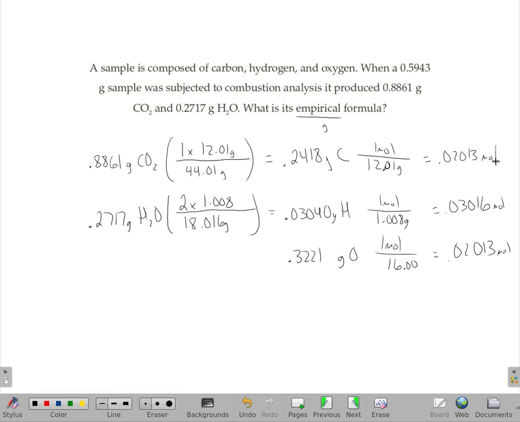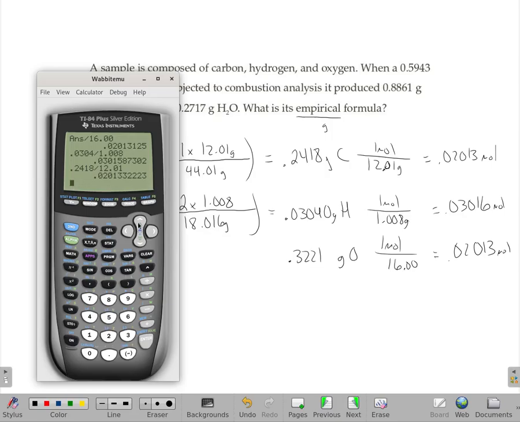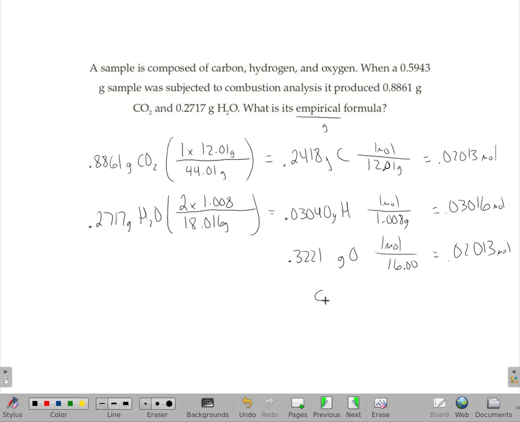All right, so one of the ends, so the carbon or the oxygen is my smallest, so I'm going to divide all of them by that value, which really just means I'm dividing that 0.03 by the 0.02. And I get a 1.5. So we got an empirical formula with fractions of 1, 1.5, and 1. Can't have 1.5, so we're going to double all these. So my empirical formula must be C2H3O2.